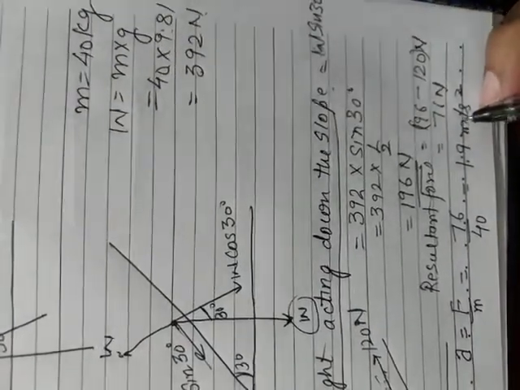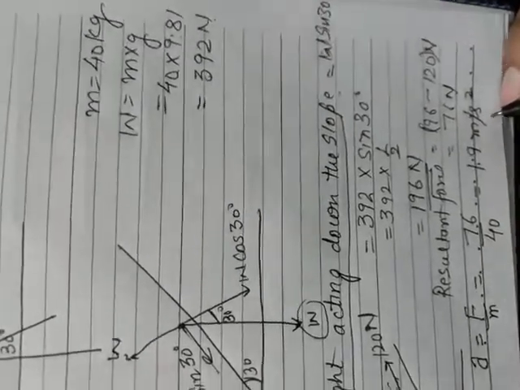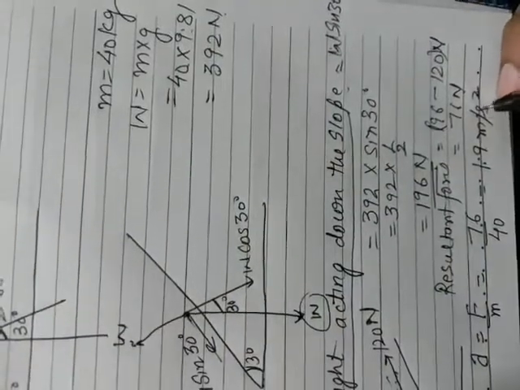We could have arrived at the same result by resolving vertically and horizontally. That would lead to two simultaneous equations. That is another method.